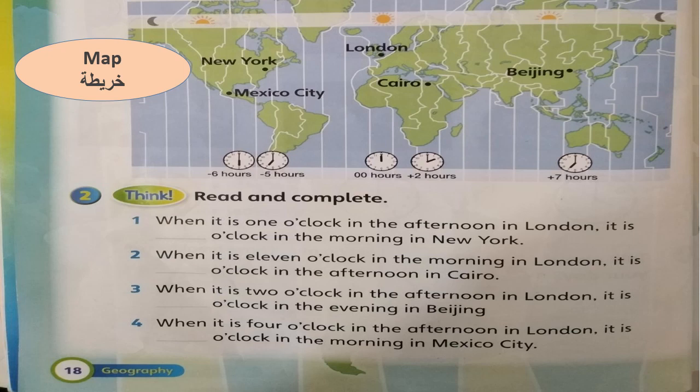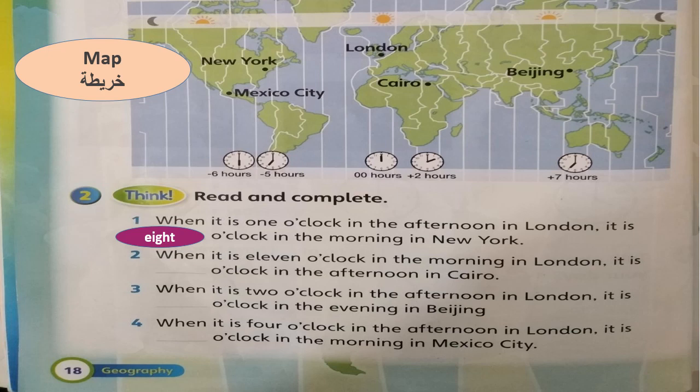2. Think, read and complete. 1. When it is 1 o'clock in the afternoon in London, it is 8 o'clock in the morning in New York.